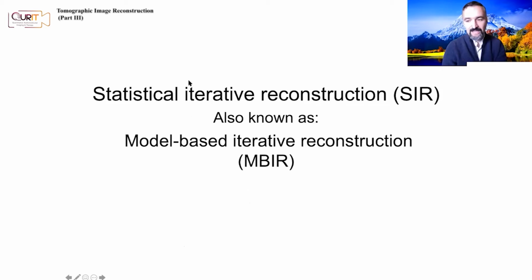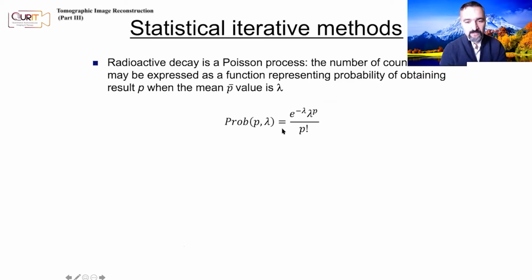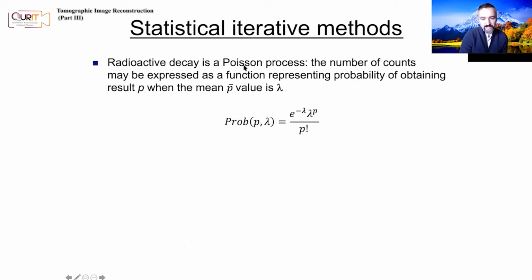But again, not any iterative is statistical, such as the ART that we showed before, and not every statistical is iterative, such as the normal equation that we showed before. But in practice, typically nowadays, when people say statistical, they mean statistical iterative, and when they say iterative, they mean iterative statistical. So that's good to know. So let's talk about this more, because we talked about the Gaussian model of noise, but really in nuclear medicine, as we've discussed before, we're dealing with the Poisson process. And the formula for the Poisson process is given by this.